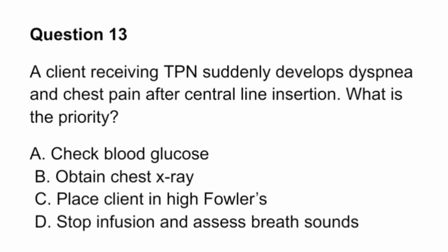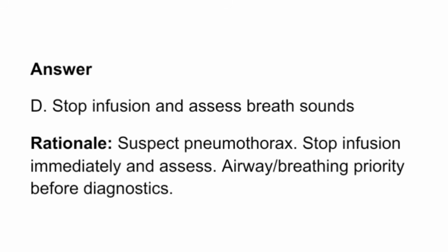Question 13. A client receiving TPN suddenly develops dyspnea and chest pain after central line insertion. What is the priority? A. Check blood glucose. B. Obtain chest X-ray. C. Place client in high Fowler's. D. Stop infusion and assess breath sounds. Answer: D. Stop infusion and assess breath sounds. Rationale: Suspect pneumothorax. Stop infusion immediately and assess. Airway and breathing take priority before diagnostics.